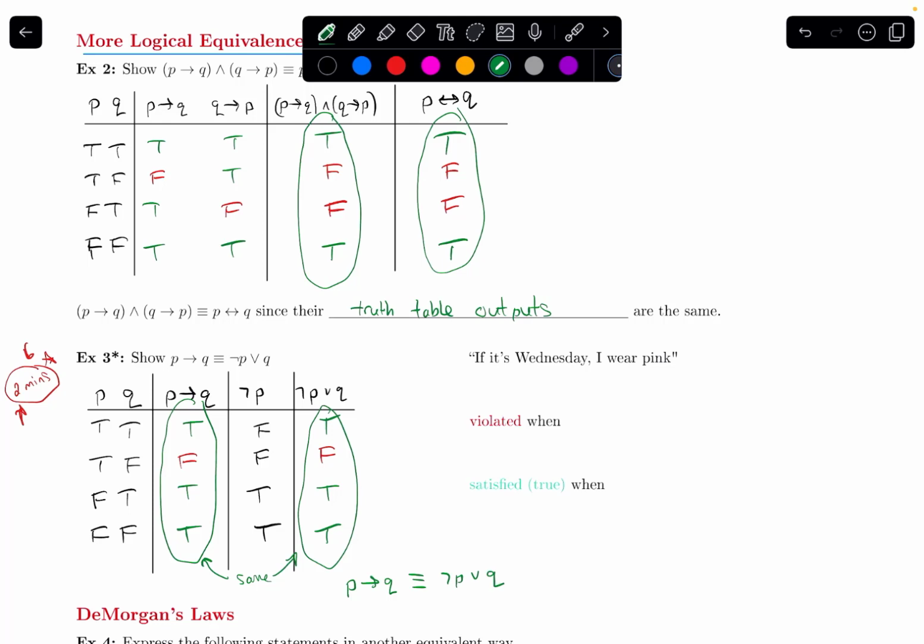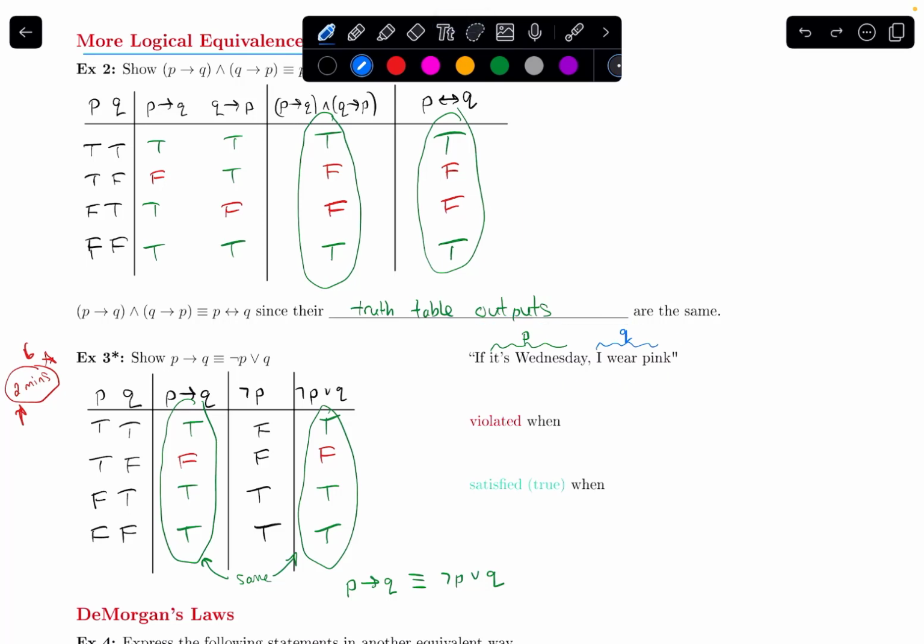Let's just convince ourselves that this is the case using a little bit of logic too and intuition. What if I was looking at an if-then statement like this? If it's Wednesday, then I wear pink. So the hypothesis, the if part, is that it's Wednesday. That's the P. And the conclusion is the I wear pink part. That's going to be Q. Well, I can think of this as a rule. If it's Wednesday, I wear pink.